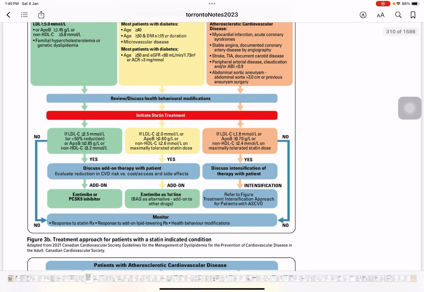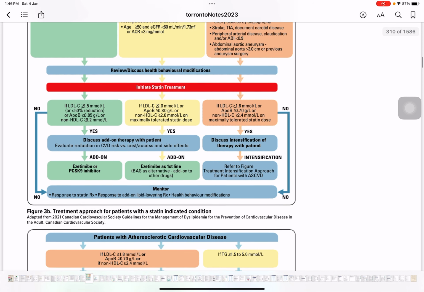For each of them the range is different. The higher risk it is, the lower the LDL we are considering. Okay, so let's say the high risk one, the one in pink in the right box, it says if LDL-C is more than 1.8, that means it's not much, but the patient is at high risk, so we have to consider even 1.8 is high for that patient, right? So we have to intensify the therapy.